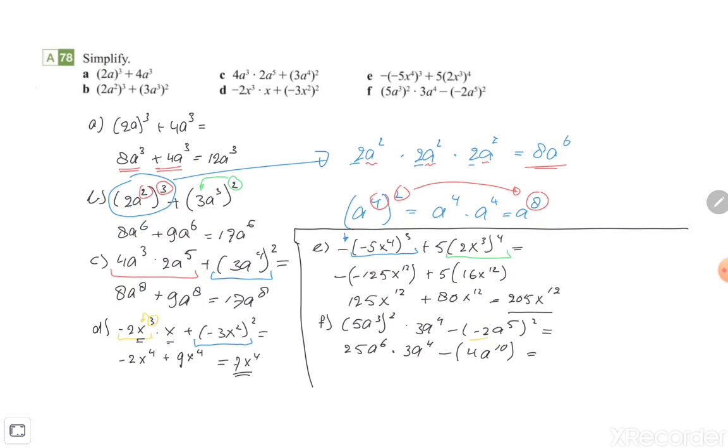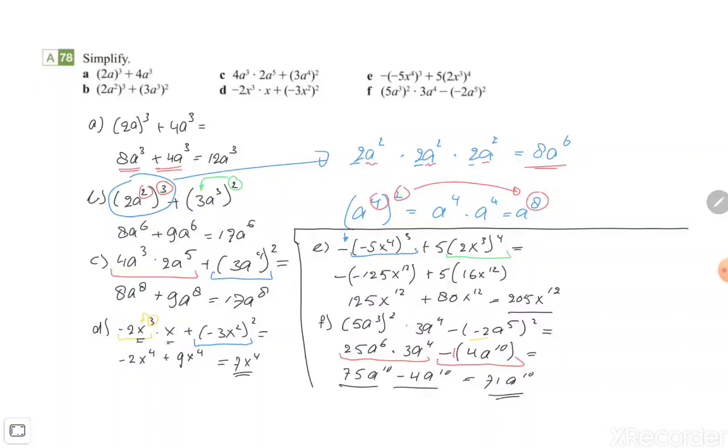Now we're going to multiply everything. So if we multiply this one, you get 25 times 3 is 75. A to the power of 6 times a to the power of 4 is a to the power of 10. The other part, there's in front of the bracket a minus 1. So minus 1 times 4 is just minus 4, a to the power of 10. Equal terms. So 75 minus 4 is 71a to the power of 10.